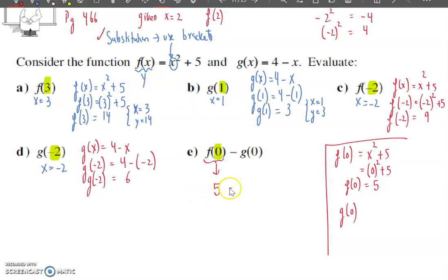And then minus, we're going to find what g of 0 is. So we're going to input in its place a 0, and then g of 0 is 4. So this value here is 4. So 5 minus 4 equals 1. So this is not a function. We took two functions together and we figured out what its answer will end up being.